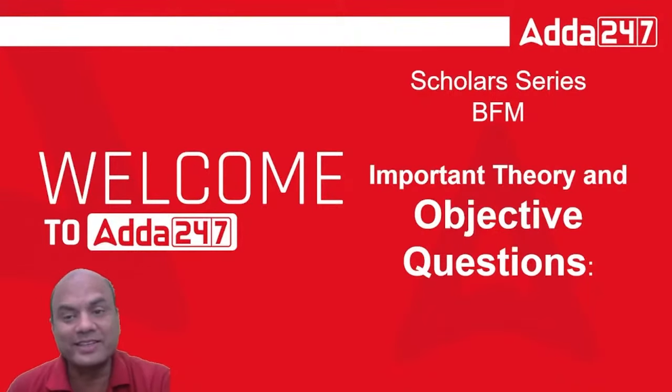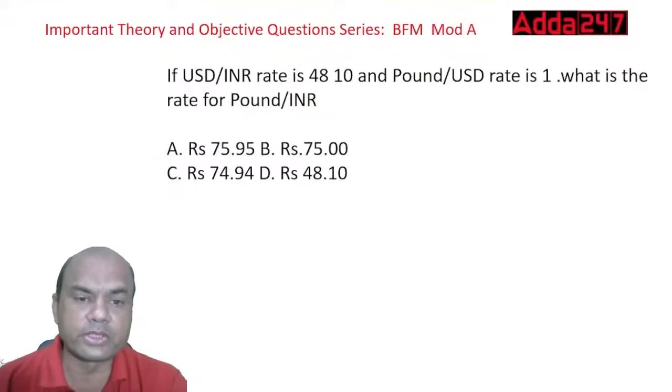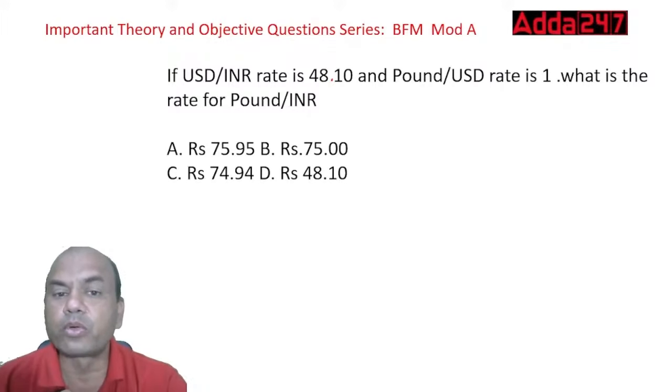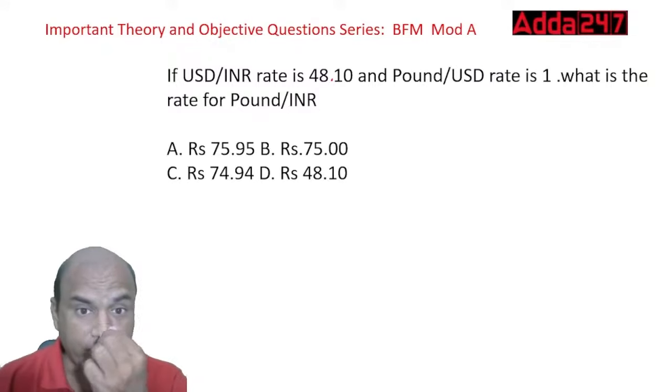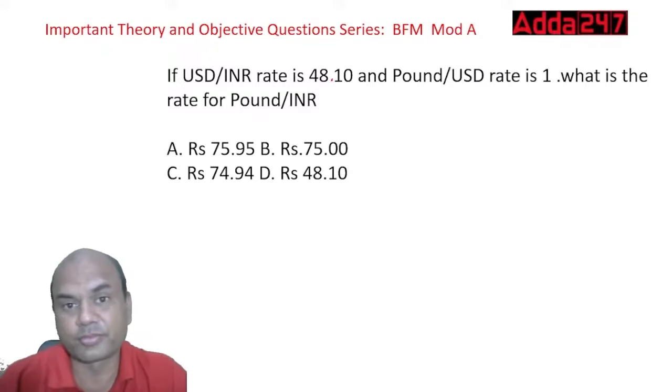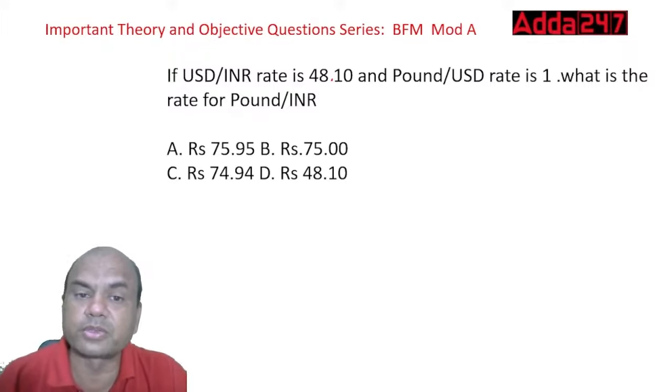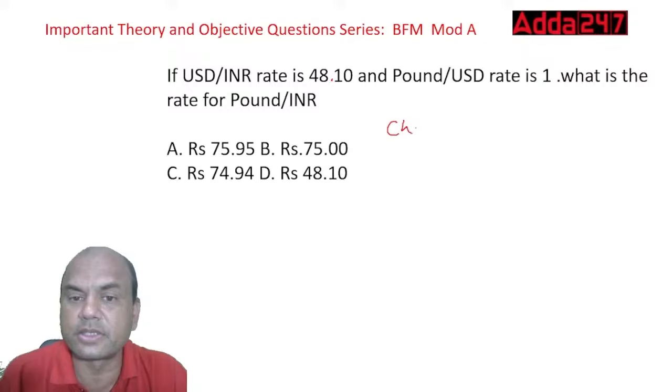Okay, let's start. If USD to INR rate is given as 48.10 and pound to USD rate is given as 1, what is the rate of pound to INR? Now, what is to be used? We'll be using the chain rule, right? Chain rule. What is the chain rule?